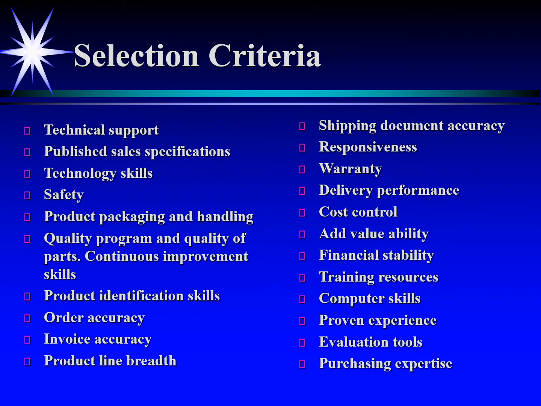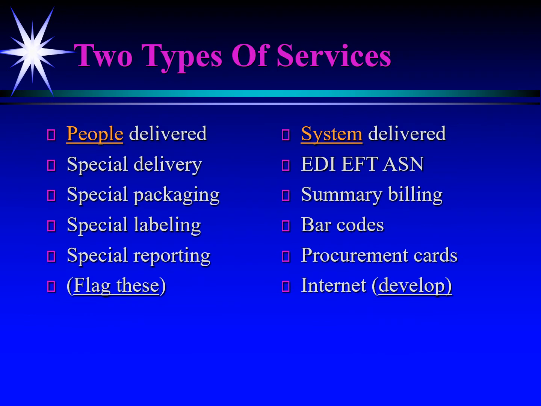Here's some of the things to consider in your selection criteria. Can't go over all of them, but if you do request this video, you will get a copy of these. All right? So again, think about these as you select the supplier or distributor. Two types of services you've got to think about, okay? People delivered, and these are the types of services that you have to think about of how you get the part and how you record you received it and your inventory.